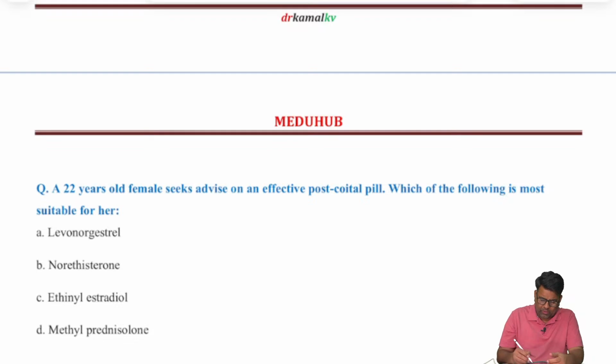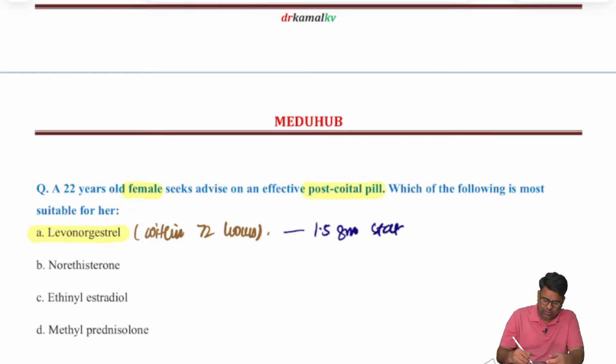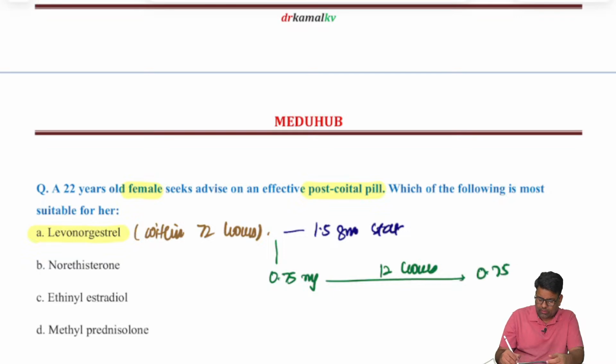And this is one repeat question where a young female is looking for an effective post-coital pill, and within 72 hours we can give levonorgestrel. So you have two options: either you give 1.5 milligram stat, or you can give 0.75 milligram, 12 hours apart, given in any manner.